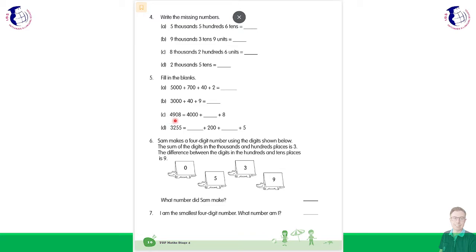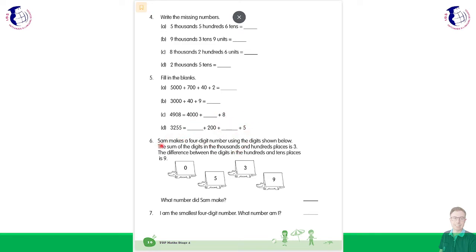Then you've got 4,908 equals 4,000 plus something. You just have to fill in the hundreds here. Then you've got 3,255. So there's the missing thousands there and the missing tens here.